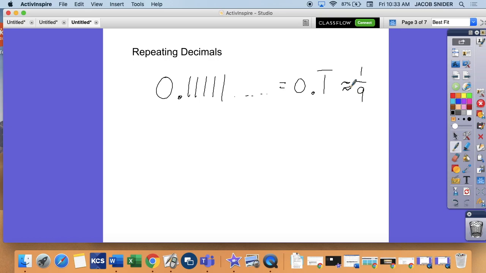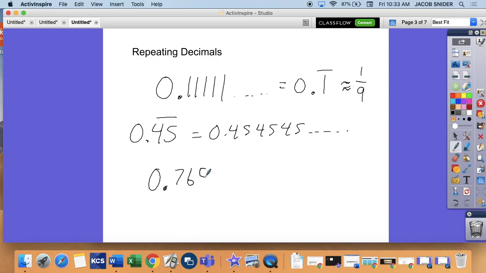Okay, so another repeating decimal. I don't know, 0.45 with a line over it. That'd be the same as 0.454545. Okay? One more. I don't know. Let's go with 0.765. How would I write that one as a repeating decimal? We'd write that as 0.765. And where does my line go? My line goes over all of it. One more just for fun. Here we go. What do you think you would call this?